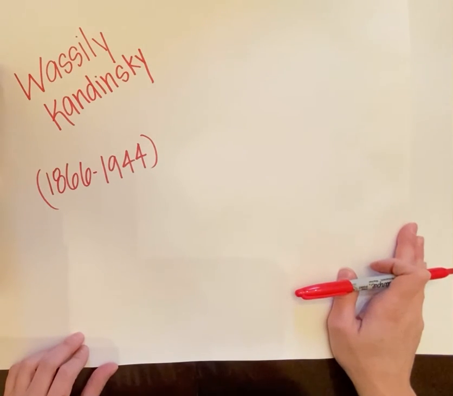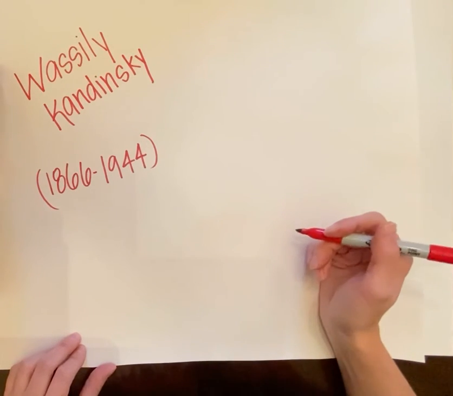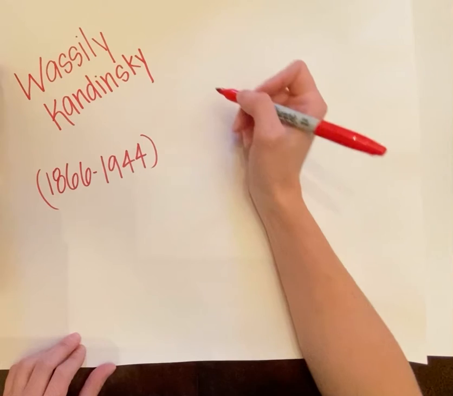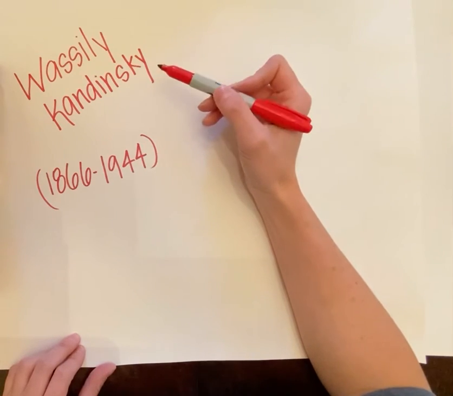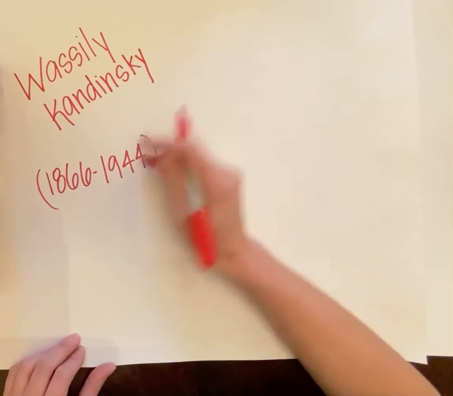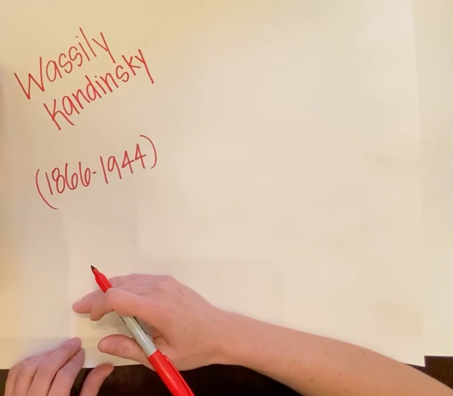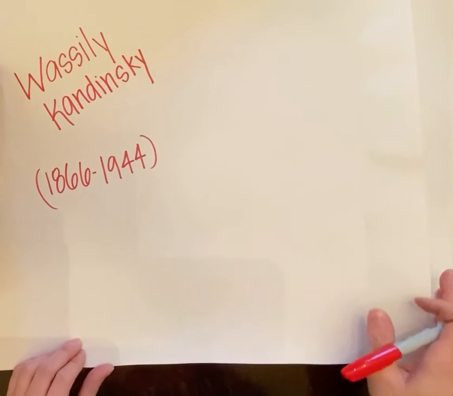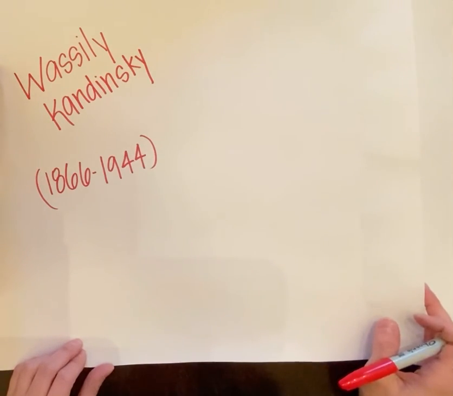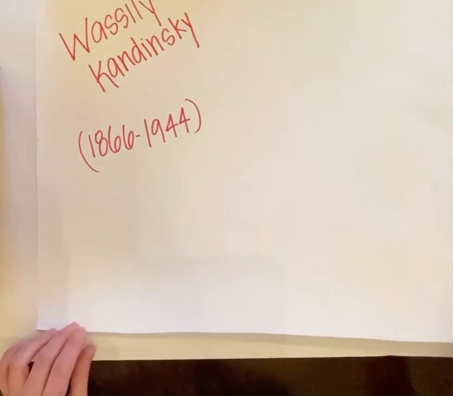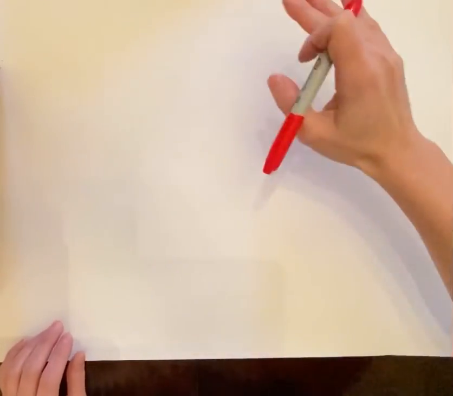So today our art lesson includes a little bit of art history because we'll be discussing the Russian painter Vasily Kandinsky, and he lived from the years 1866 to 1944. We are going to be thinking like Kandinsky today with our circles. We're going to be creating something with circles, so keep that in mind. He was very influential in the abstract art movement.